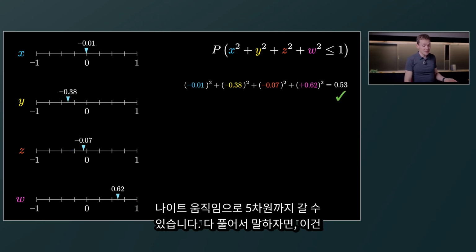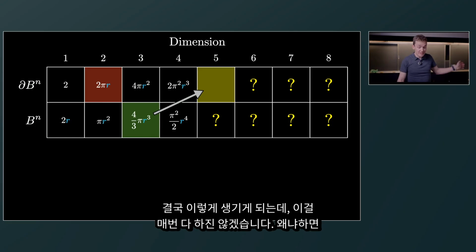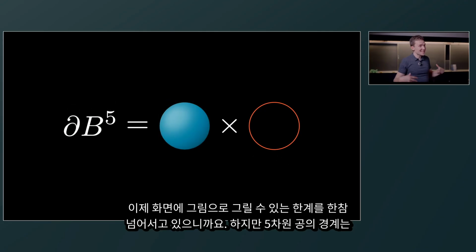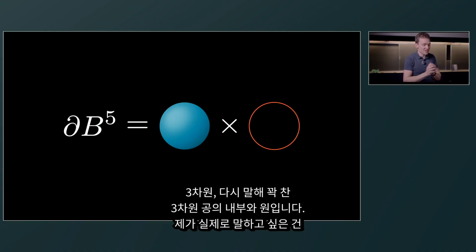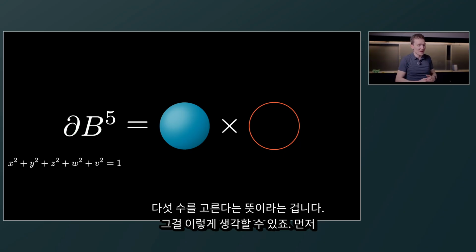We can make that same Knight's move if we want to go up to the 5th dimension. And just to spell it all out, I won't do this for every single one of them, because boy, are we stretching what we can even draw in pictures on the screen now. But we're going to say the boundary of a 5-dimensional ball is, in some sense, thought of as a product between the interior of a solid 3-dimensional ball and a circle. What I actually mean by that is if you choose a point on that boundary, what we mean is choosing 5 numbers where the sum of the squares of those numbers is equal to 1.